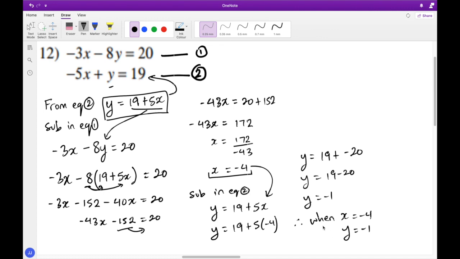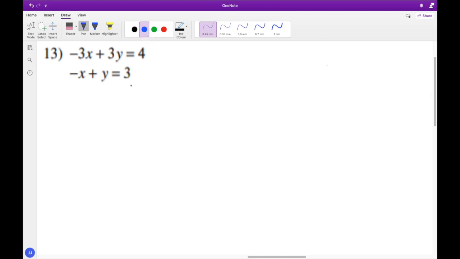And remember, when we solve a simultaneous equation, both of these here are actually lines on a graph. And this here is the one point where those lines are intersecting. That means that there is one value for x and y that will satisfy both the equations. So let's check out this other question here.